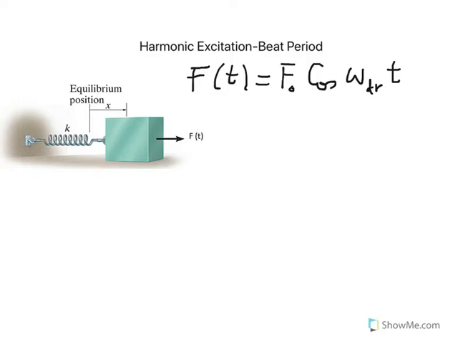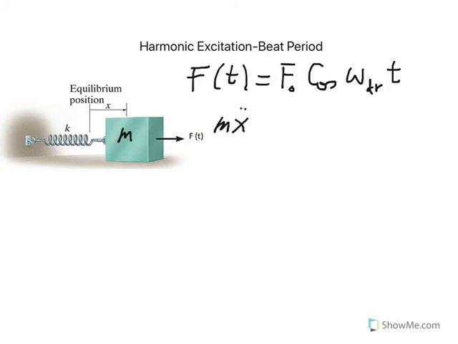So this mass is excited by this force, and we want to actually find x as a function of time, the motion of this mass m. Okay, so what we're going to do, I'm going to actually get the differential equation and show you the solution to it. I'm not going to go through the derivation of it and how I get the solution, but then I want to look at the solution and talk about the beat period and the beat phenomenon.